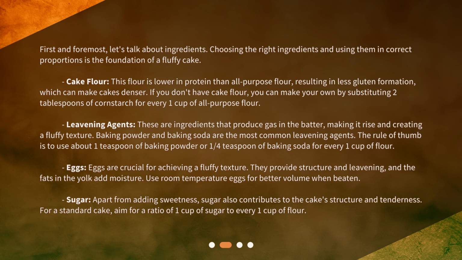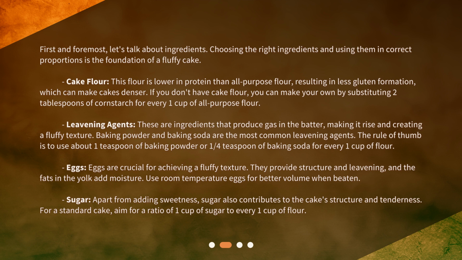Cake flour. This flour is lower in protein than all-purpose flour, resulting in less gluten formation, which can make cakes denser. If you don't have cake flour, you can make your own by substituting 2 tablespoons of cornstarch for every 1 cup of all-purpose flour.